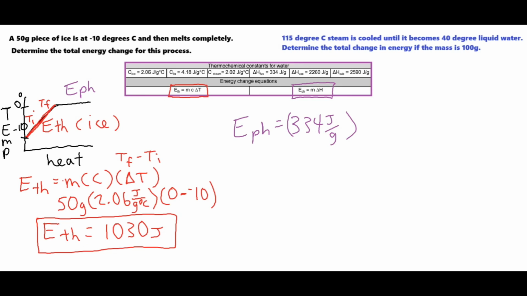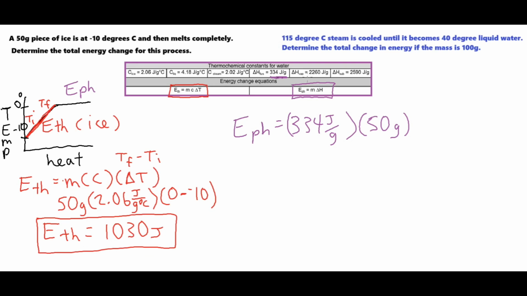Okay, and it's mass times delta H. And I forgot to put the mass in first. I'll just go ahead and put it in second because we're multiplying them anyway. So we could do 50 times 334 or 334 times 50. We're going to get the same product either way. So our delta H of fusion, our first one, our 334, that's going to be if it's melting. If it was freezing, it would be negative 334.